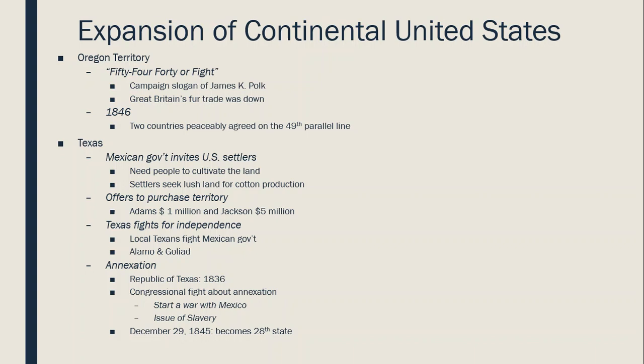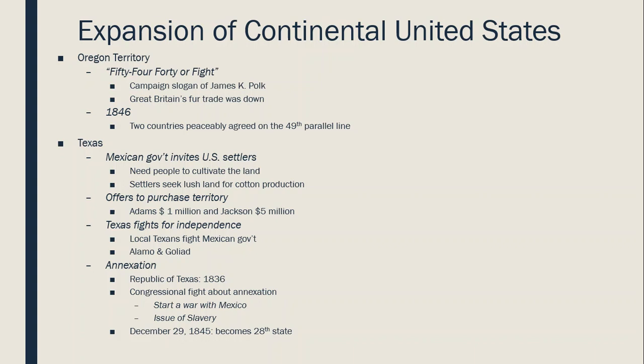The settlers liked the idea because particularly in Texas, in portions, there is lush land. And again, our cotton industry is looking to grow. So many settlers pack up their belongings and head west into this Texas territory in search of this lush land. Well, eventually, Texas is going to be overrun by American citizens.